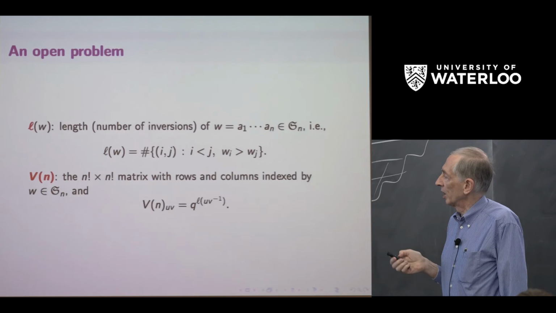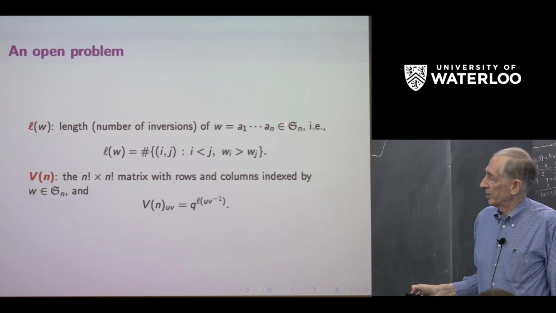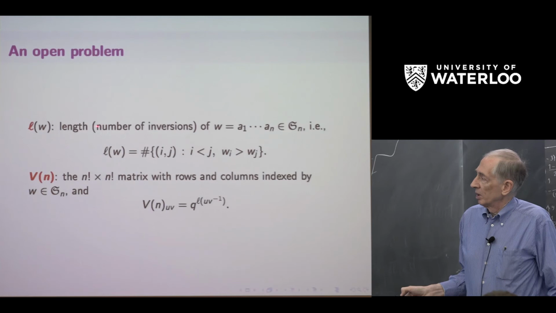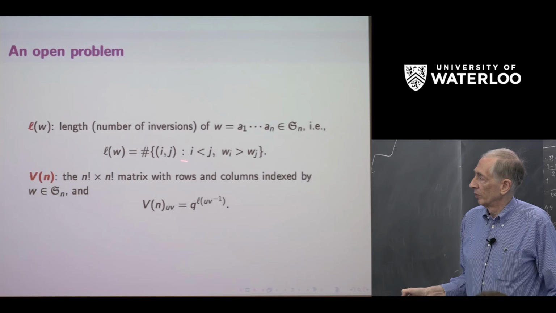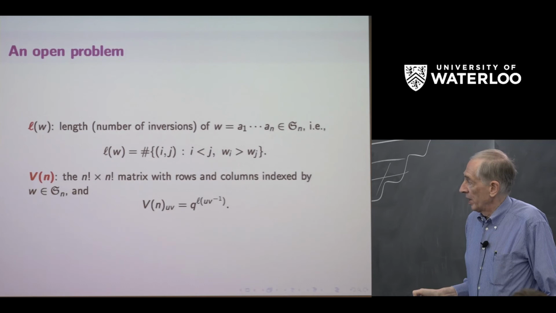So let's suppose we have a permutation w, a_1 up to a_n, in the symmetric group S_n of all permutations of 1 up to n. L(w) is the length in the sense of Coxeter groups, that is, the number of inversions of our permutation, the number of pairs that are out of order. So the number of i, j such that i is less than j, actually this should be a_i greater than a_j. And V_n is the n factorial by n factorial matrix.